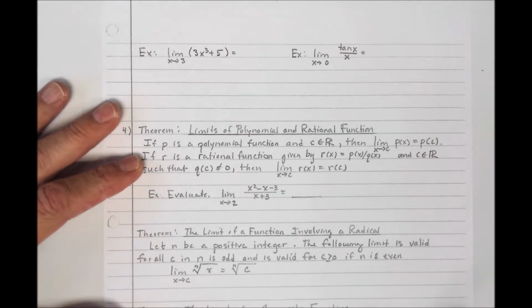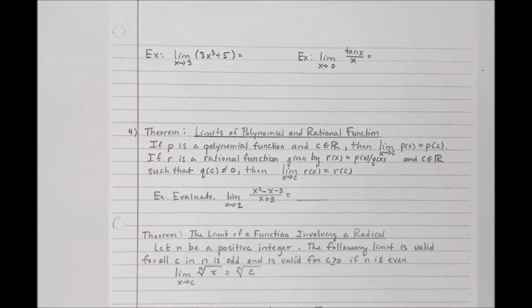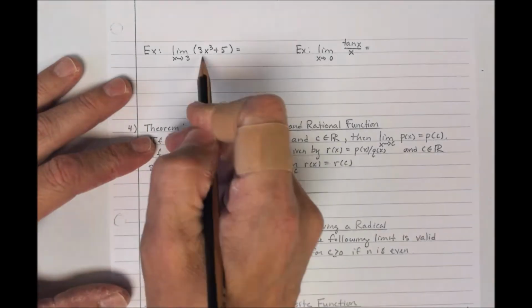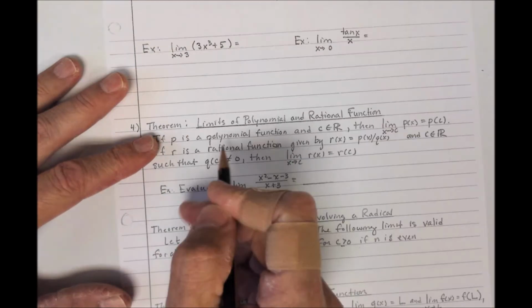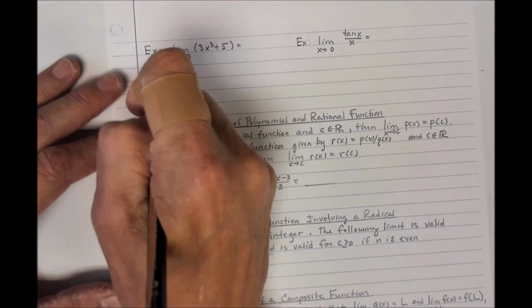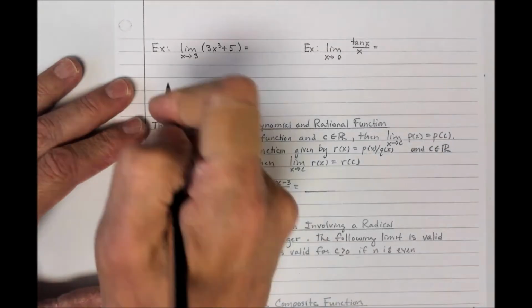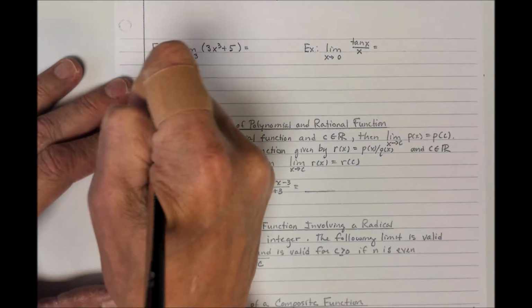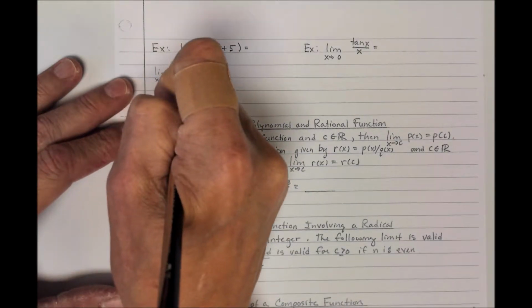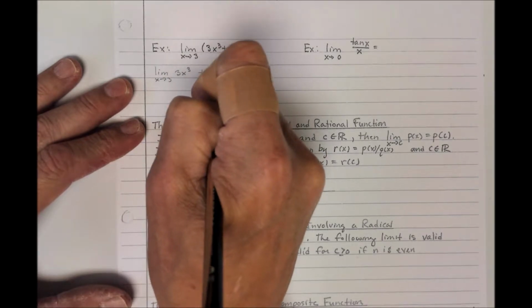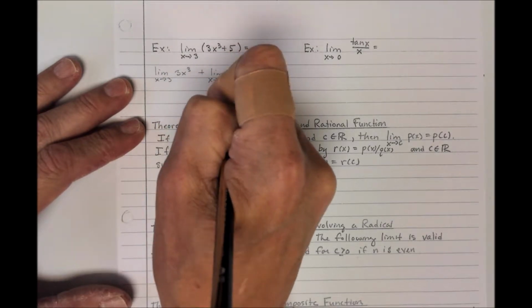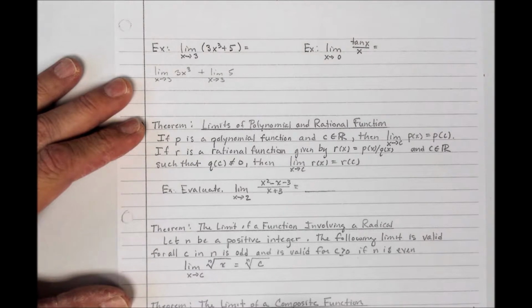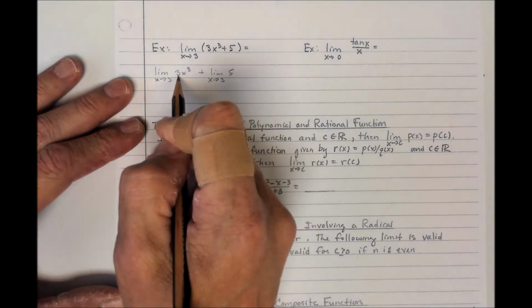All right, we have the limit as x approaches 3 of 3x to the third plus 5. Now, I'm going to write it out the long way. I'm going to write this, and hopefully you can see this okay, as the limit as x approaches 3 of 3x to the third plus the limit as x approaches 3 of 5. Now, the reason I can get away with this is because of the sum difference property that we just looked at 2 minutes ago. Now I'm going to use this scalar here.